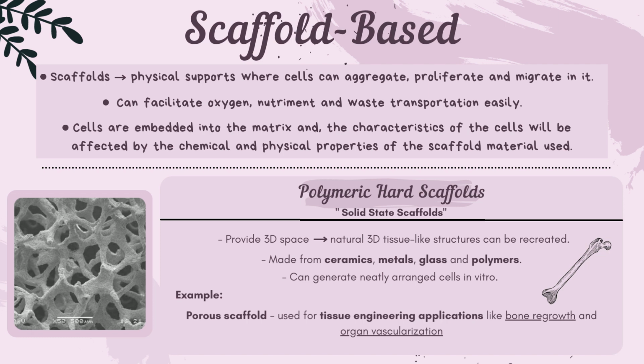Polymeric hard scaffolds provide 3D space to the cultured cells, so natural 3D tissue-like structures can be recreated. They can be made from different types of materials like ceramics, metals, glass, and polymers, and they can generate neatly arranged cells in vitro in a controllable and reproducible manner. For example, we have the porous scaffold, which is one of the most used solid scaffolds, and this scaffold is significant for tissue engineering applications like bone regrowth and organ vascularization.